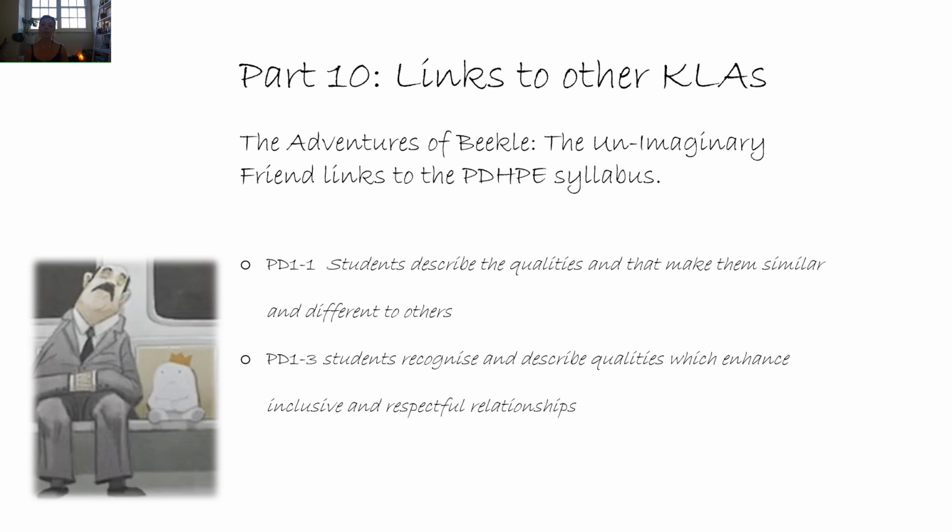A cross-curricular link for the text may be found in the PDHPE outcomes of PD1-1 and PD1-3. These involve students describing the qualities that make them similar and different to others, as well as students recognizing and describing qualities which enhance inclusive and respectful relationships.